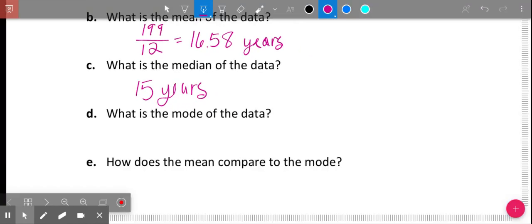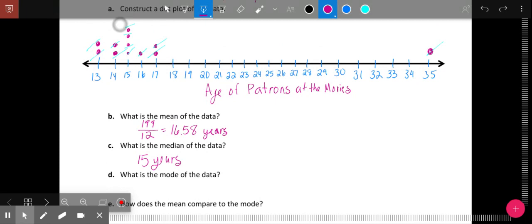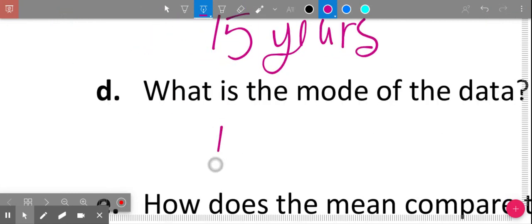Now we also asked, what is the mode of the data? Remember, the mode is the one that happens the most often. If we look at that, we have 4 dots over 15, so that's the one that happens the most. So we're going to say 15 years old.